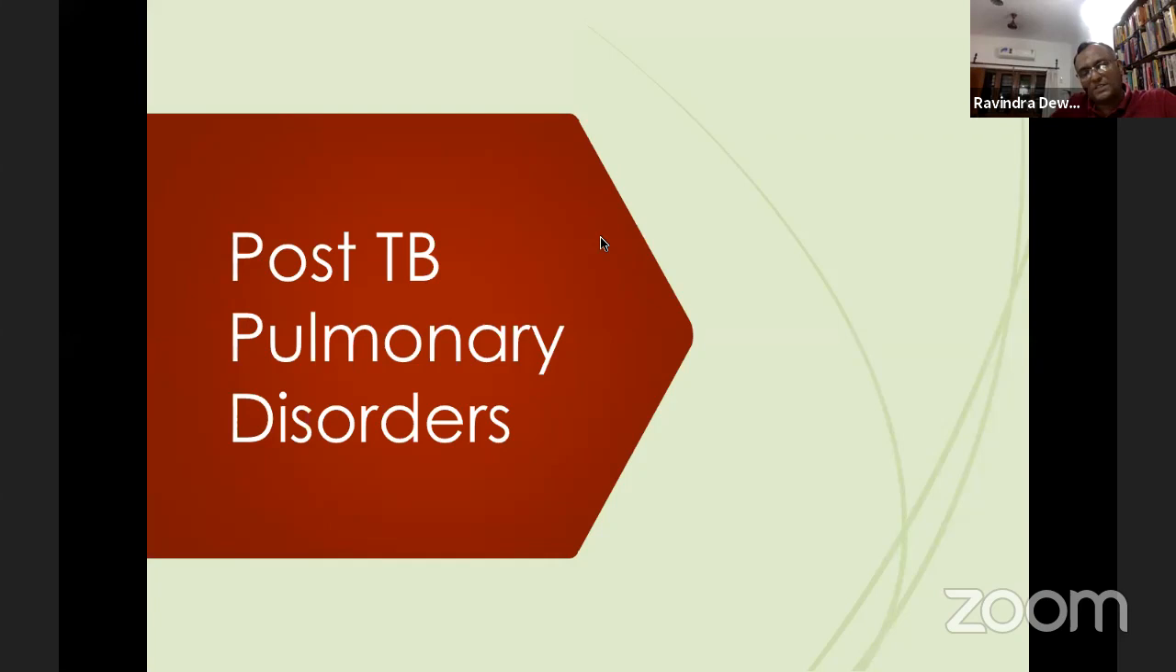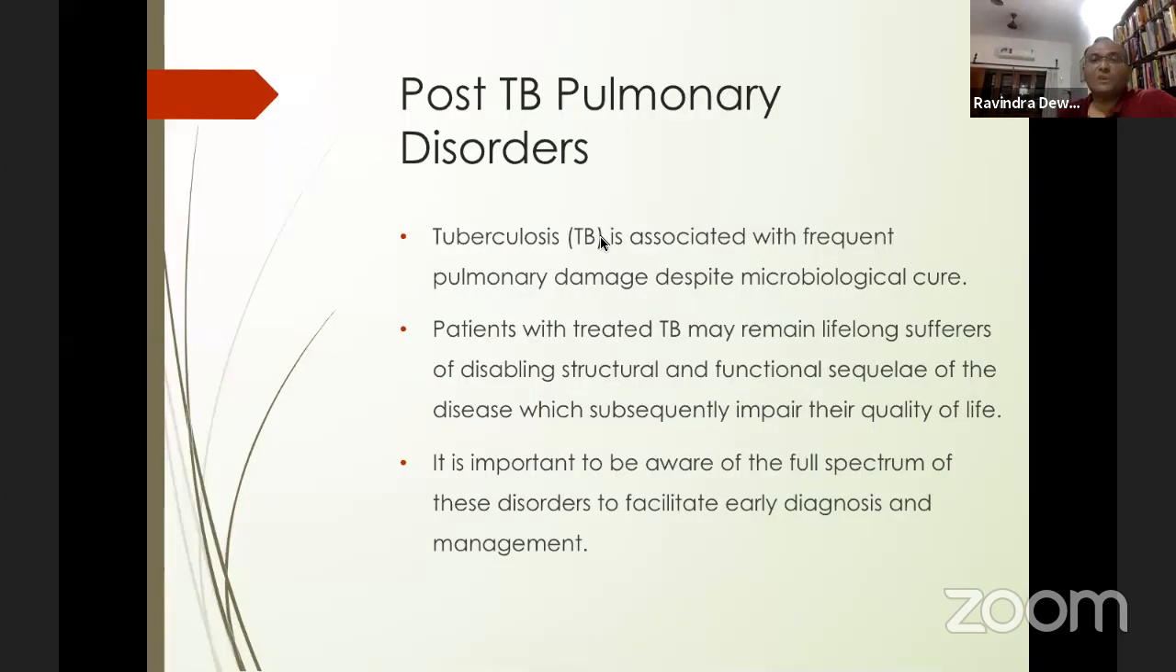In the beginning of my presentation, I mentioned that almost 2 billion of the population of the world may have TB, this is the prevalence, over a period of many years. So many of these patients, at least 4 to 5%, will require some surgical intervention. Post-TB pulmonary disorders are associated with frequent pulmonary damage despite microbiological cure. The microbiological cure, which interests epidemiologists and physicians maximum, is not the complete cure for the patient.